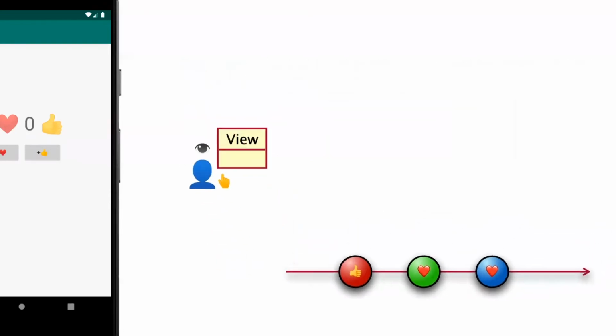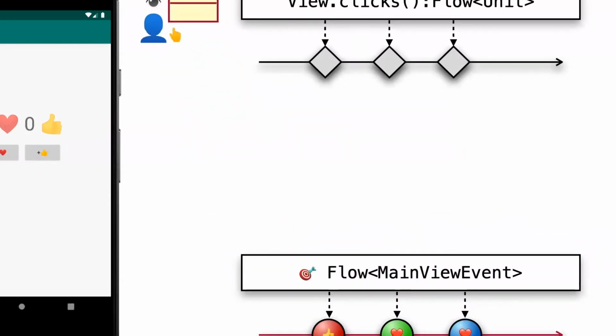All right, so now we have a pattern that will allow us to pretty much turn any kind of view events, like in this case a button click, into a flow. Here, what we need to do is just call our clicks extension function, or any other extension function we create for a view, onto the actual view object that we want to listen to, and it will give us a flow.